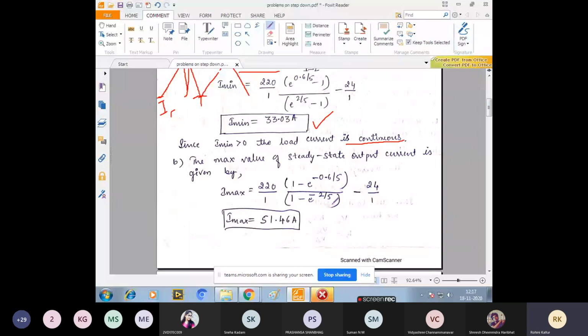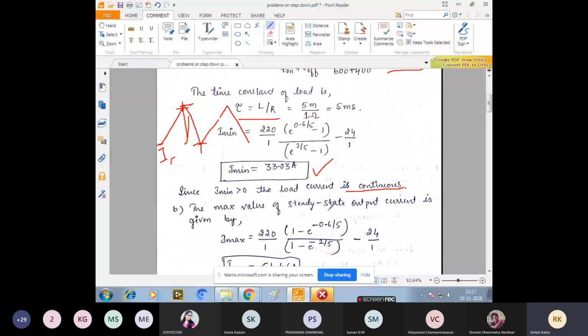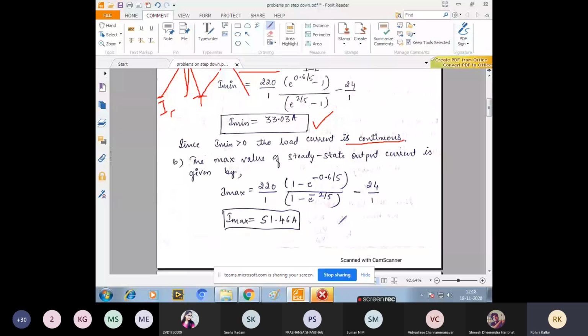Sorry. So 1 minus e to the power minus of 2k divided by tau whole divided by 1 minus e to the power minus 2 divided by k tau will give me this value, minus of E divided by R. I'll calculate this. The value is equal to 51.46. This is the maximum value of steady state output current. And this is a minimum value.